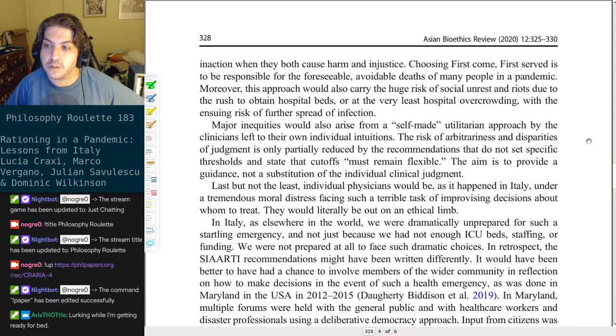Choosing first come, first served is to be responsible for the foreseeable, avoidable deaths of many in a pandemic.